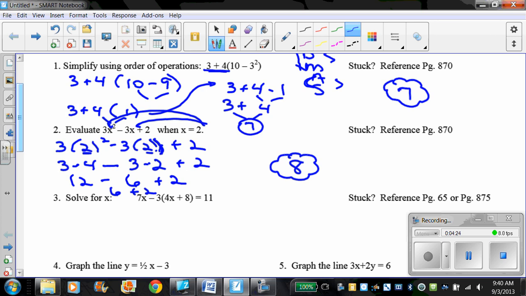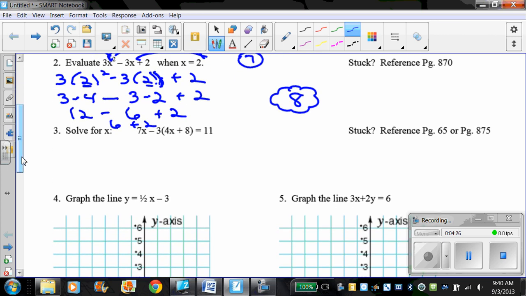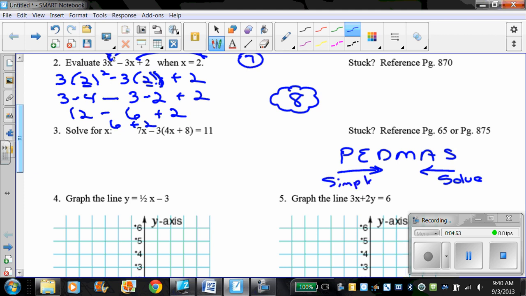Okay, now here's what's interesting about solving. This is number 3, it's not a simplify, it's not an evaluate. This is a solving. Solving, you're actually doing your order of operations backwards. So you know how I had that PEMDAS? Instead of going down this way, this is the way you go when you simplify and evaluate an expression. This is the way you go when you solve, because you want to undo your order of operations. So this is simplify, you go this way, and you go backwards when you solve.